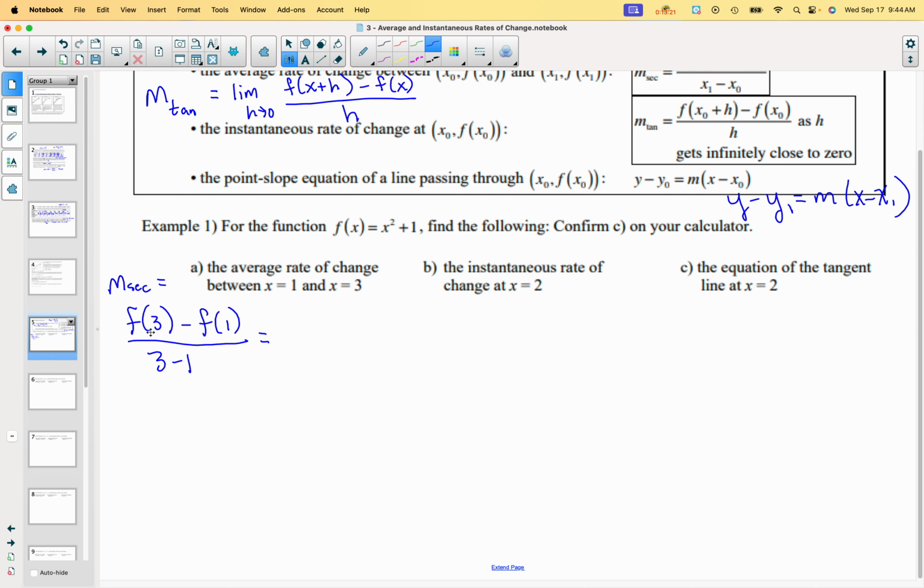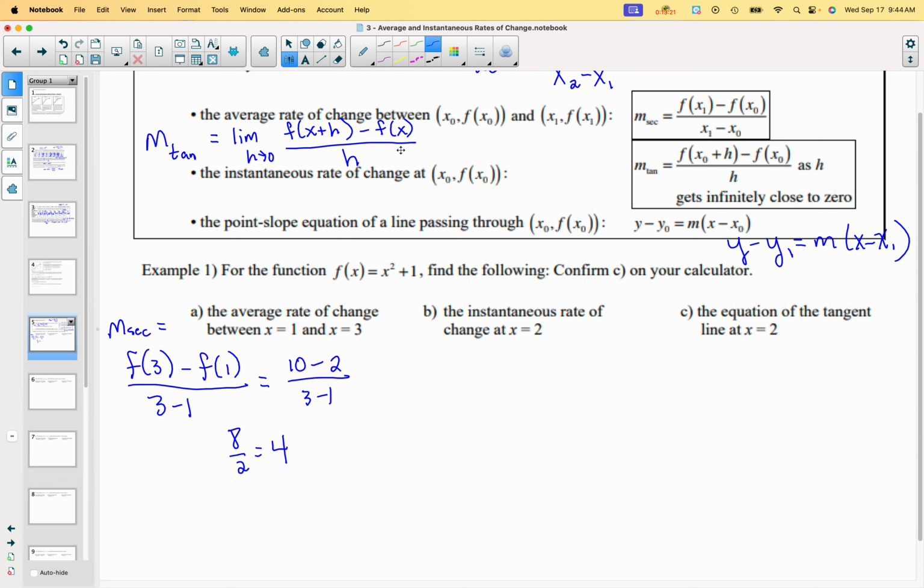So when I do that, if you plug a 3 in, you're going to get 10. Plug a 1 in, you're going to get 2. So I end up with 8 halves or 4. So that's my average rate of change. To get the instantaneous rate of change when x equals 2, I'm going to be using this formula up here, and I'm going to be plugging in a 2 for the x value because they're telling me what that is.